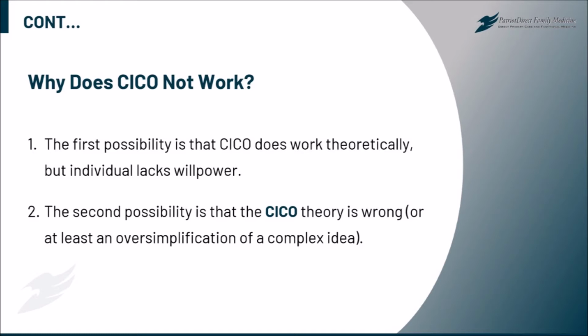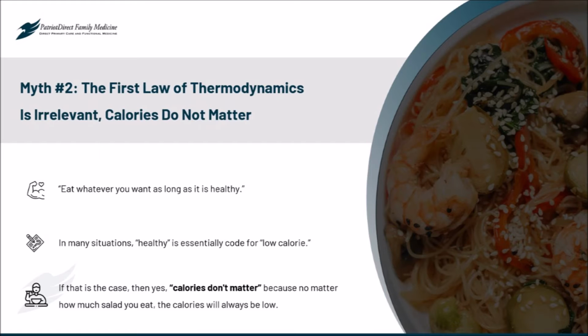The second possibility is that the CICO theory is wrong, or at least an oversimplification of a complex idea. Perhaps the interpretation of the first law as it applies to nutrition is incomplete and needs further refining. We argue for the latter. The CICO theory is wrong. You cannot simply lose weight in the long term through caloric restrictions and increased exercise. This seems to be evident from our experience, even in people who are 100% compliant, and from the preponderance of the medical literature.